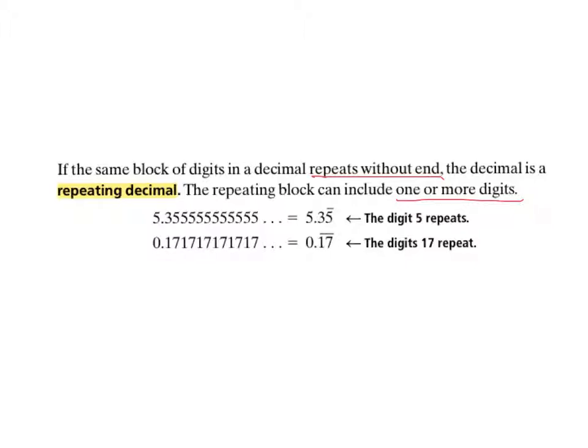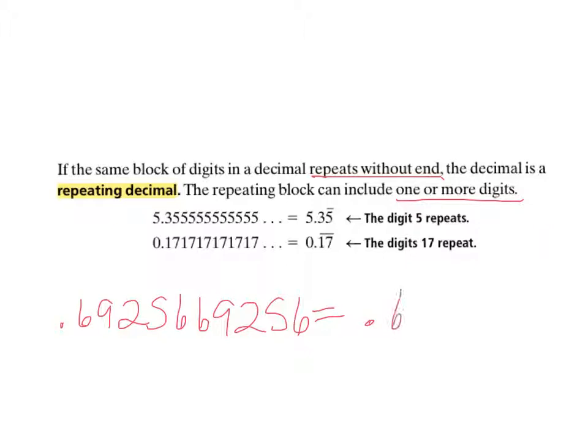Now for 0.1717171717, the digits that repeat are 17. So when you write it, it's 0.17 and the bar is over both the 1 and the 7 because both of those numbers repeat. So if you had 0.6925669256, you would write that as 0.69256 and have your repeating bar over all of those numbers because all of those numbers are in the repeating block.